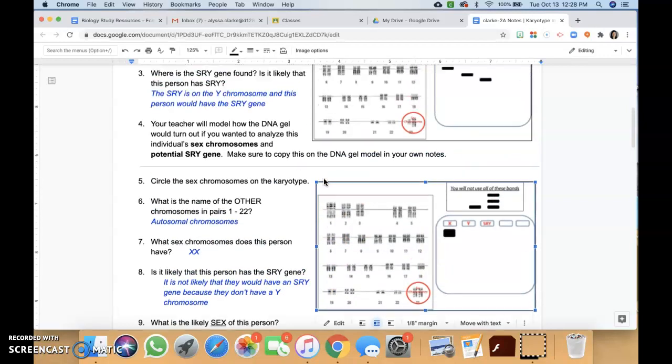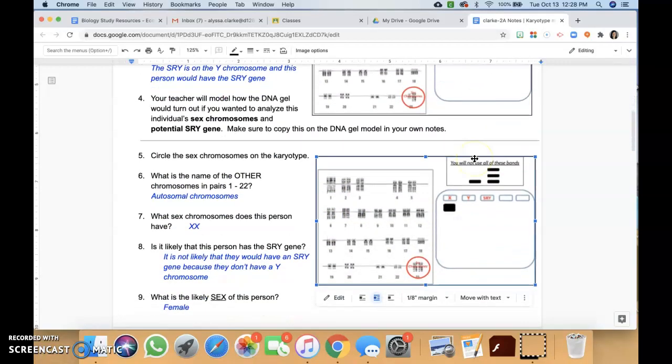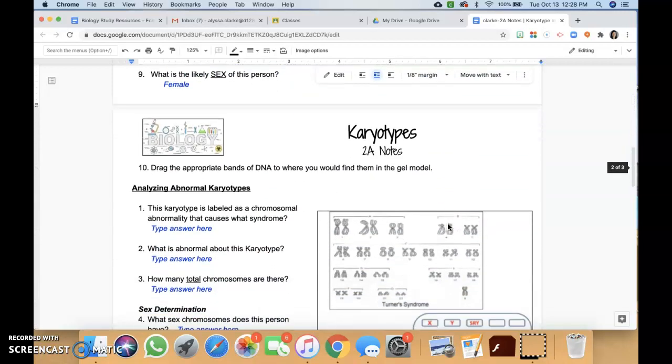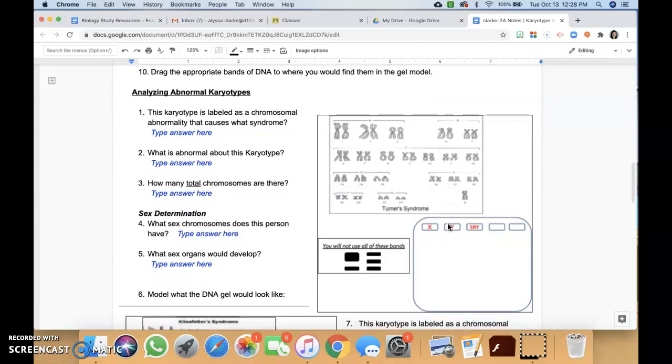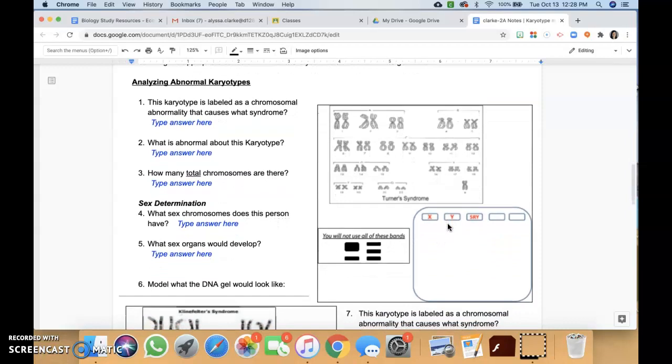So what we've done is we've looked at a normal male and we've looked at a normal female. These next couple of karyotypes are going to be abnormal situations. So we're going to take a look at the abnormal situations and go through those. This person has a syndrome. If you take a look at all the chromosomes, remember there should be 2 of each chromosome set, one from mom and one from dad. So we go through this karyotype looking at all the pictures. We have 2 chromosomes everywhere but right here.